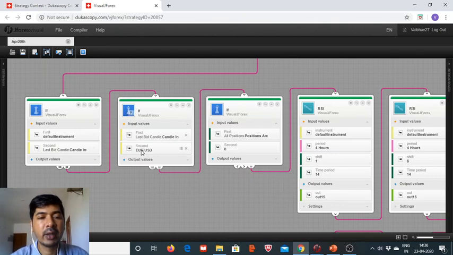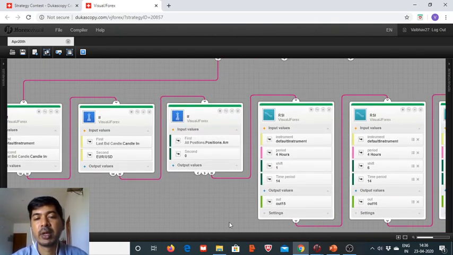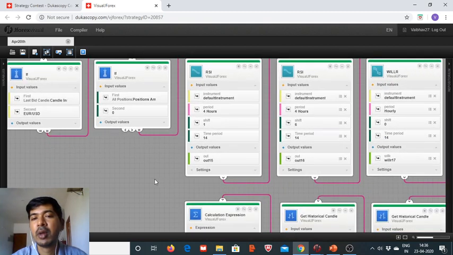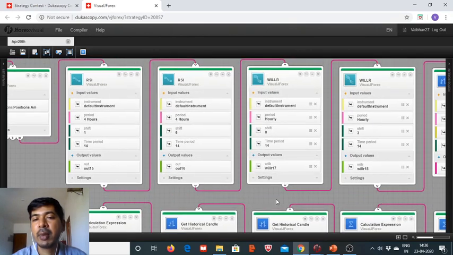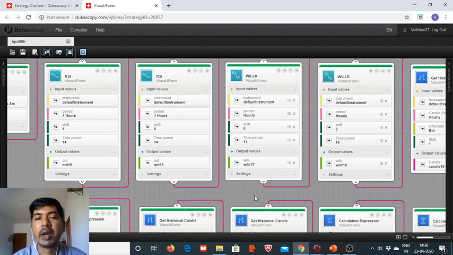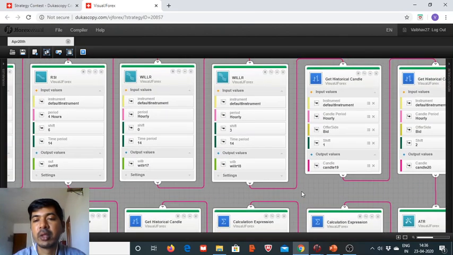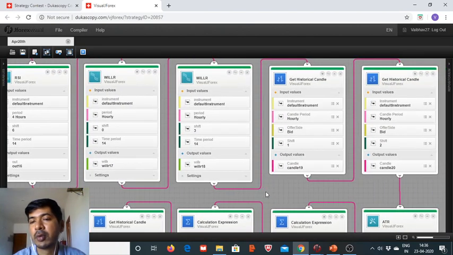This is a standard instrument subscription. We are utilizing the Euro USD. Then we have defined the position amount at 0. Then we have these RSI values, as I said, shift 1 and shift 6, to look back in time and see what kind of values we have in the recent past. Then Williams R on the hourly chart, shift 0 and shift 3, to compare the Williams R values and define the overbought or the oversold condition.